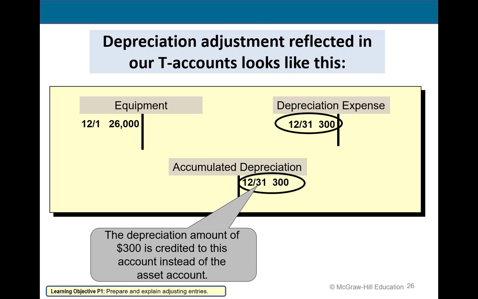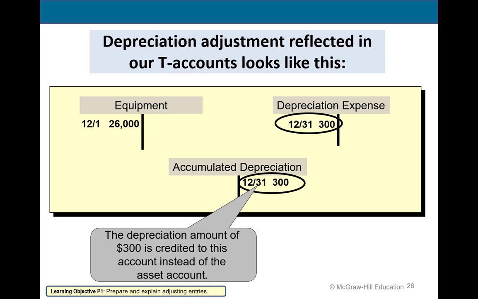The adjustment for the depreciation will look like this. We have posted the $300 debit to depreciation expense, and we have what we call a contra asset account, accumulated depreciation. A contra asset account has an opposite normal balance, contrary to those of an asset. An asset has a normal balance of a debit, that's the side it adds on. Accumulated depreciation, being a contra asset, will add on the credit side.